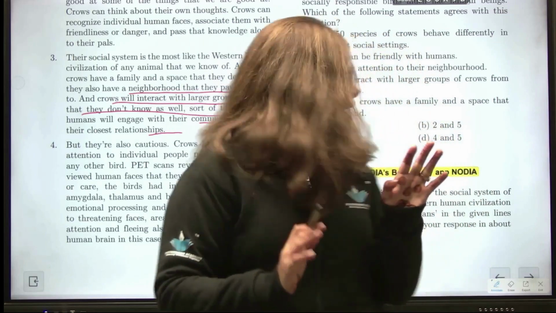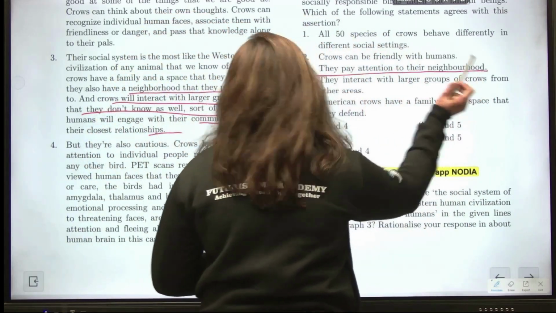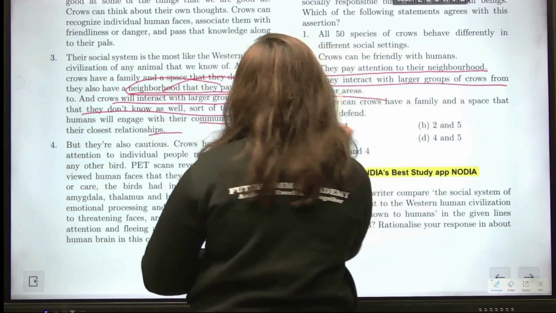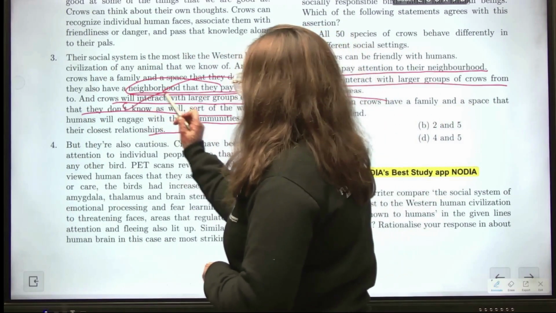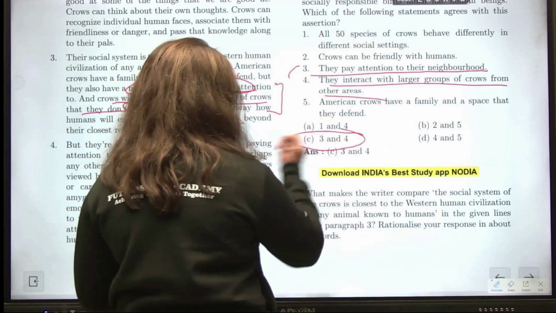So let's see the answer. The correct answer is yes, they pay attention to the neighborhood. यहाँ से आ गया neighborhood. They interact with the larger group of crows of the other areas. ये वाला point आ गया. So yes, this is 3 and 4. 3 and 4 option is C part.